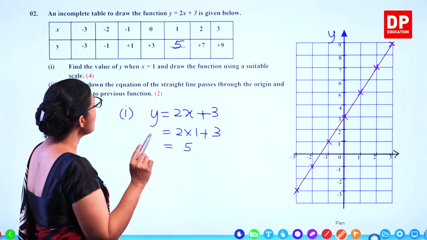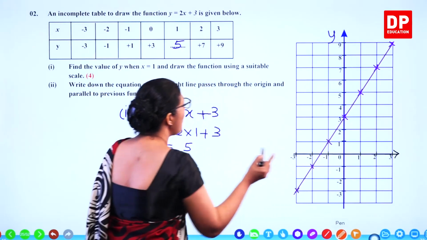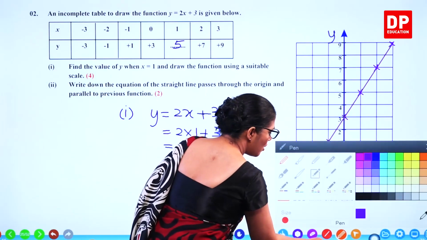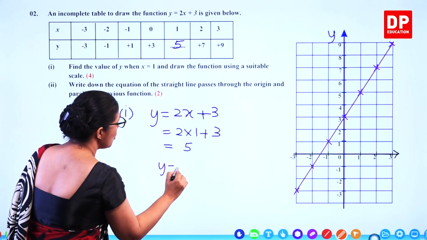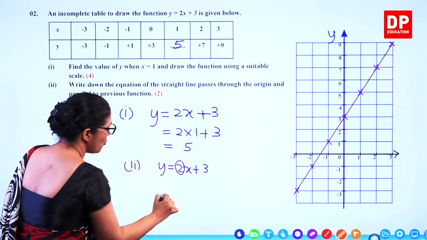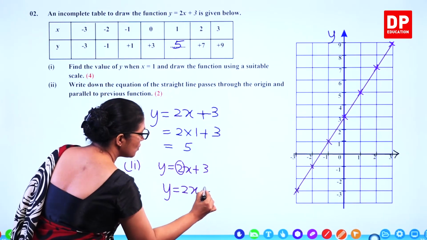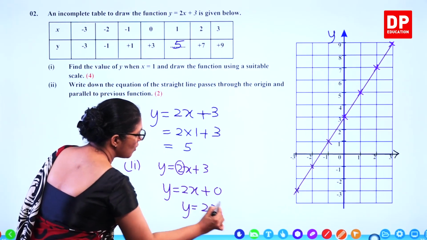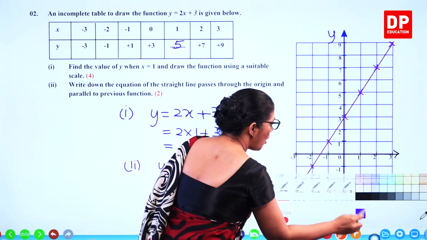Then it says write down the equation of the straight line that passes through the origin. What's origin? That's the 0, 0 point, and parallel to the previous function. So what does parallel mean? You are getting the same gradient. So what's the gradient here? Y equals 2x plus 3. Gradient is 2. So you are getting the same gradient but the y-intercept is 0. So plus 0, you don't need to write that down. So what's the equation? Y equals 2x. So that's the parallel line to this one that passes through the origin.